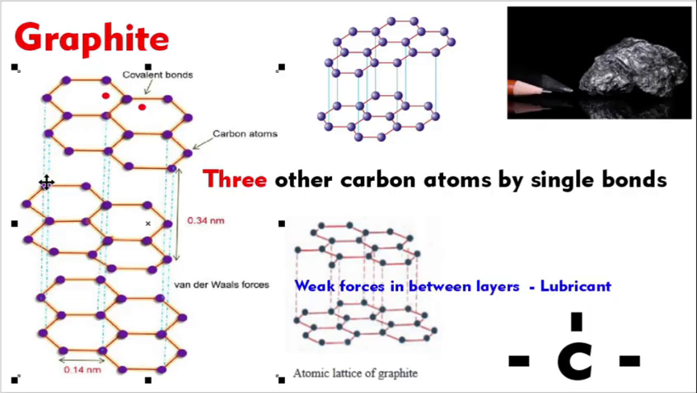So this is the structure of graphite. You should be able to identify the structure when the diagram is given.